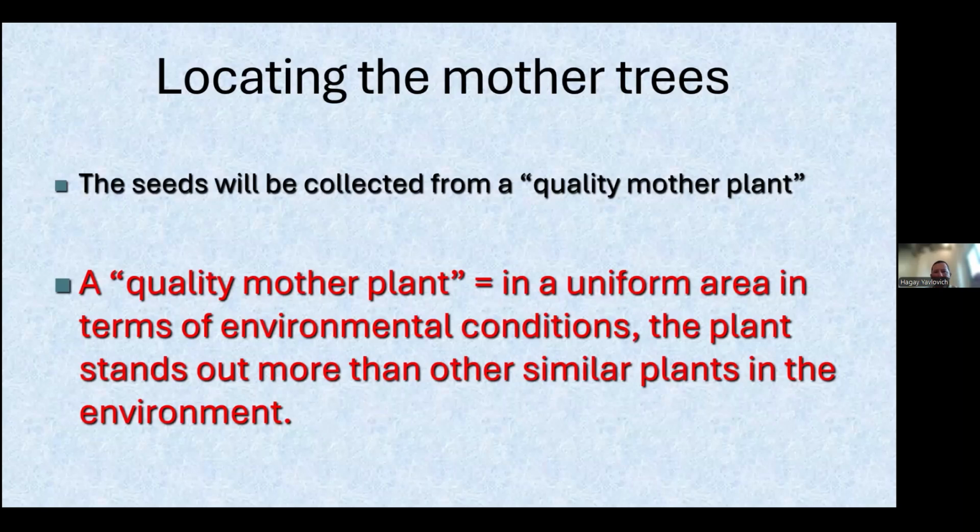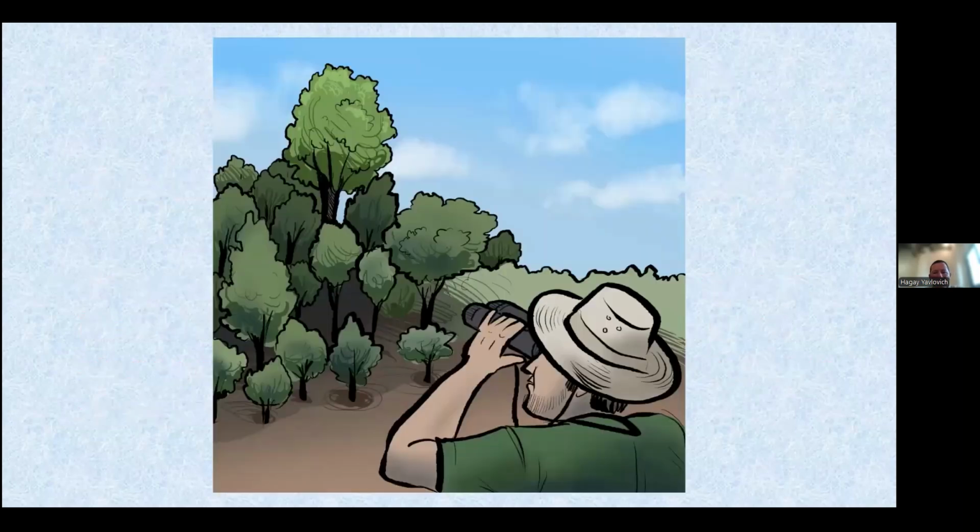So it's good to take the seeds from this tree. What I mean, this is a nice picture, a nice drawing that someone made for us.